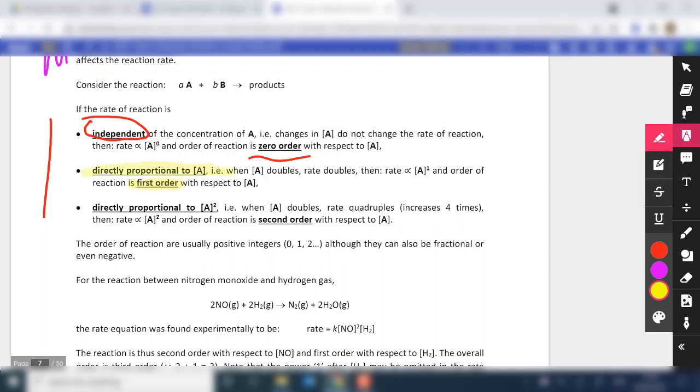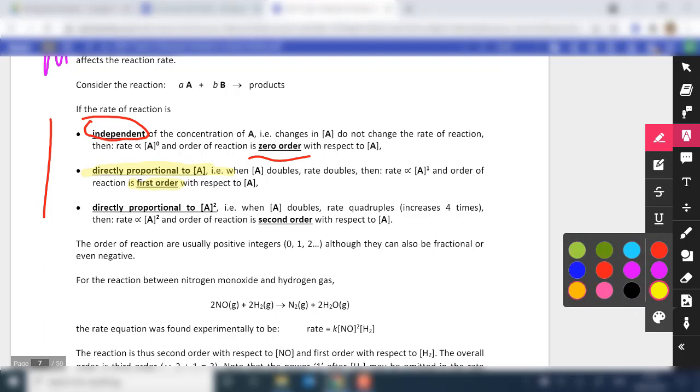There are a few ways to call it. Sometimes we say the order of reaction with respect to A is 1. Sometimes we say it's first order with respect to A. Or sometimes we say that A follows first order kinetics. No matter how you say it, it means the same thing. Directly proportional here means that if you double the concentration of A, the rate will double.